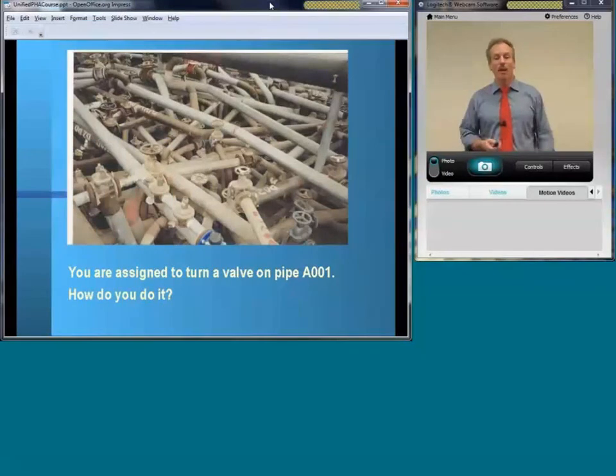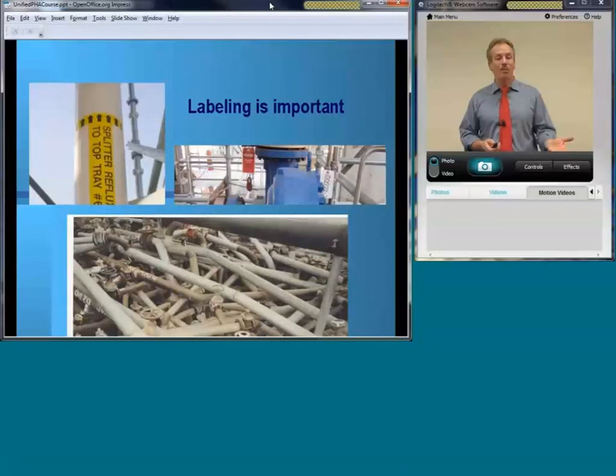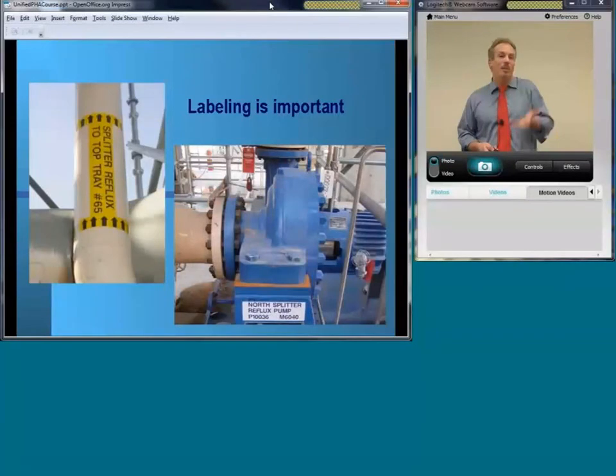Labeling is very important. This is an example of good labeling of piping and a key piece of equipment. Poor labeling is something that can lead to human error, contribute to the kind of accidents that are looked at as part of the HAZOP study.